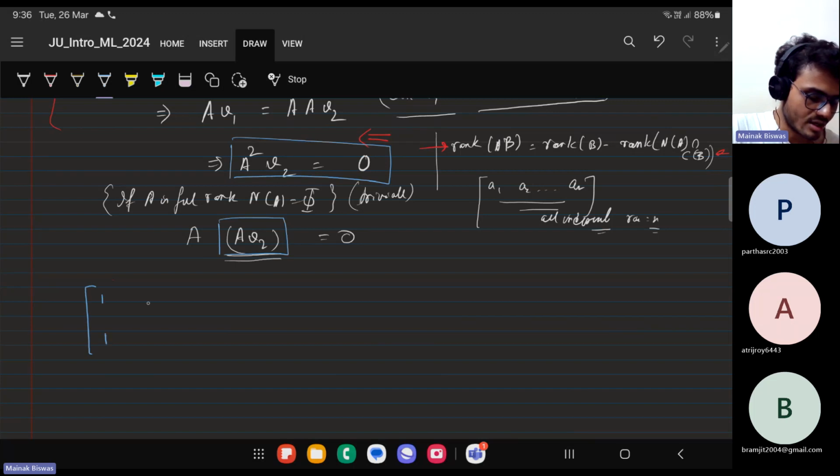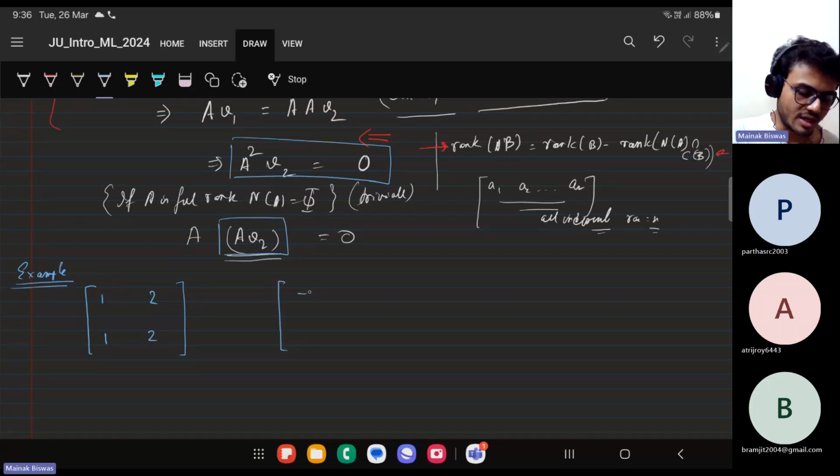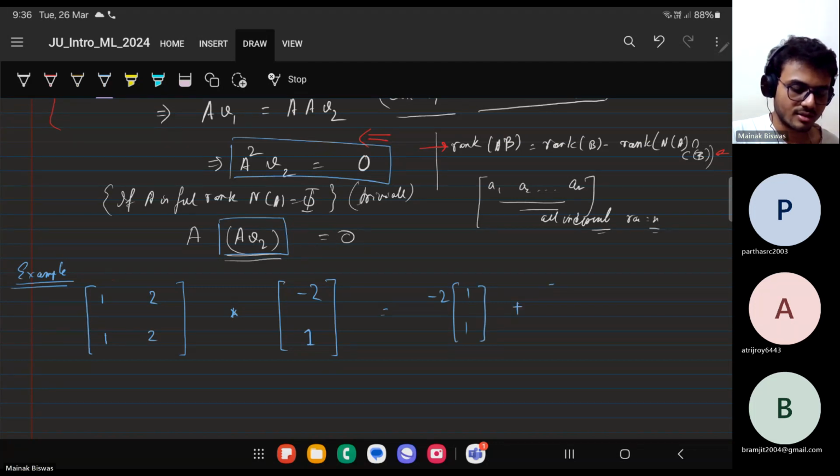So let the matrix be [1, 1; 2, 2]. If I have this 2 by 2 matrix, give me an element in the null space. Give me an element in the null space. -2, 1. If I multiply these, what will I get? -2 into 1, 1 plus 2 into 0, right?